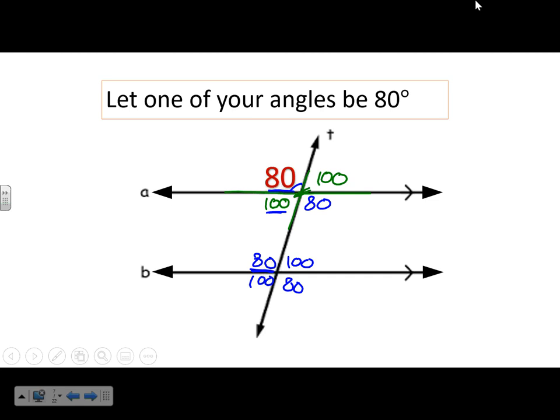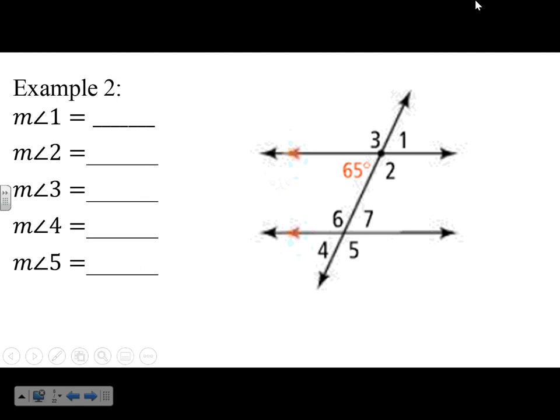Oh, last but not least, remember these are parallel. They mark them parallel over here. But for the most part, we're dealing with parallel lines. So let's just do a couple of these where we find these missing angles.